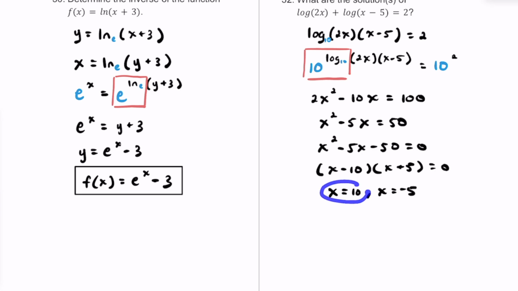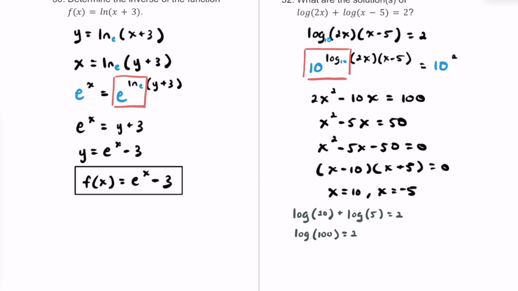If we go ahead and take this x equals 10 and plug it in here and here, let's see if this works out. So if we did that, we'd be testing and saying it would be log of 2 times 10, which is 20, plus log of, let's see, 10 minus 5 is going to be 5. So it's going to be log of 5. Is that equal to 2? Well, if we go ahead and condense this, this would be log of, and you can multiply 20 times 5. That'd be log of 100. Is that equal to 2?